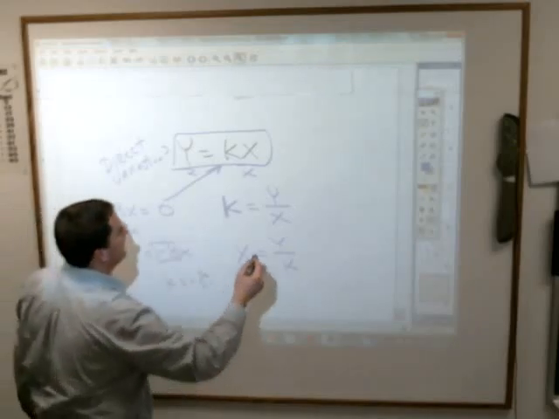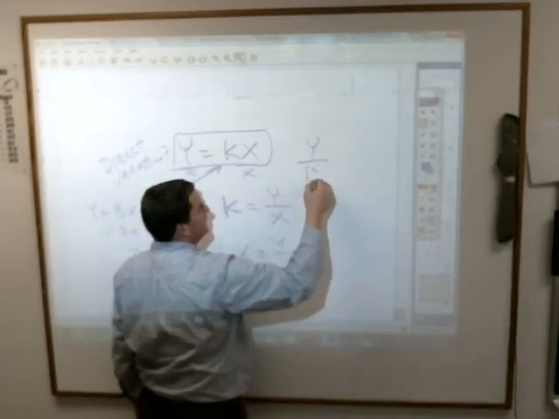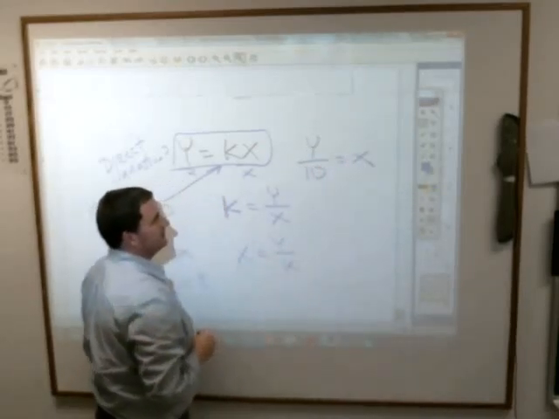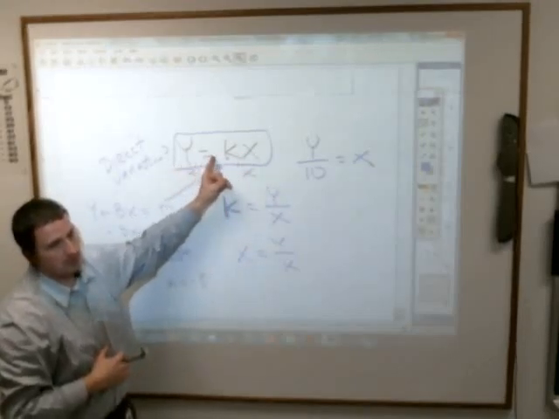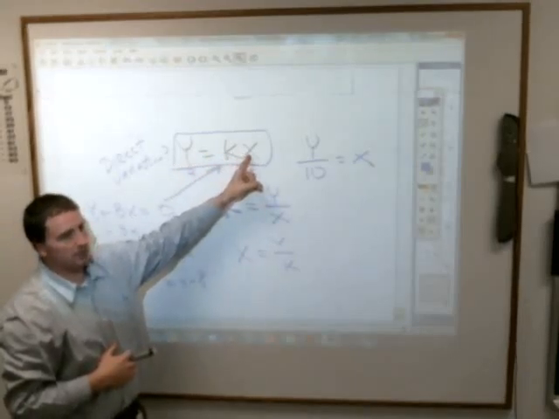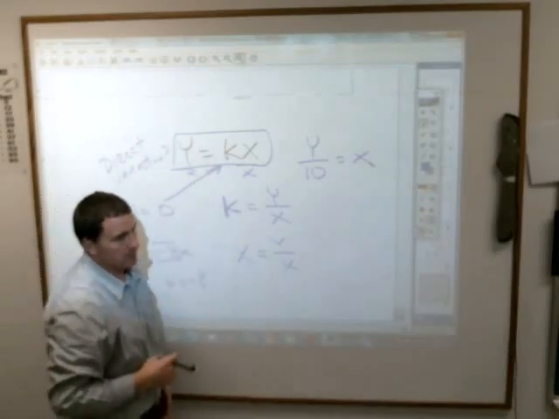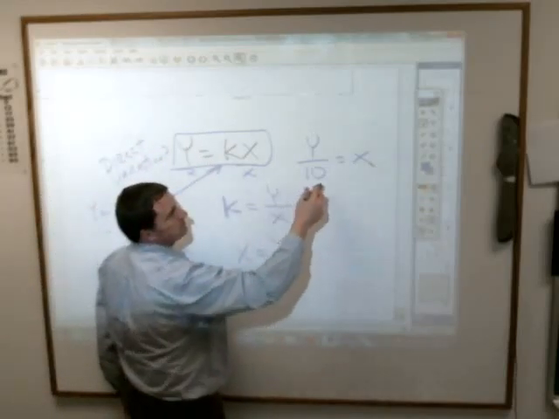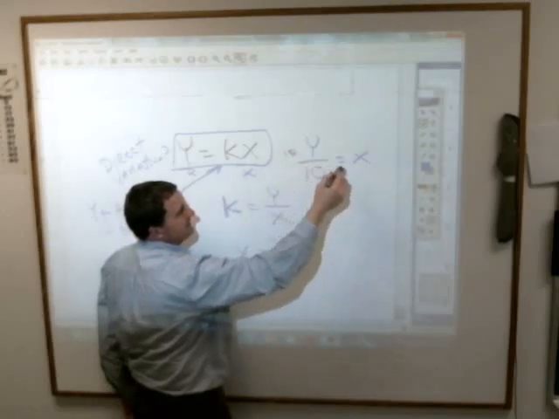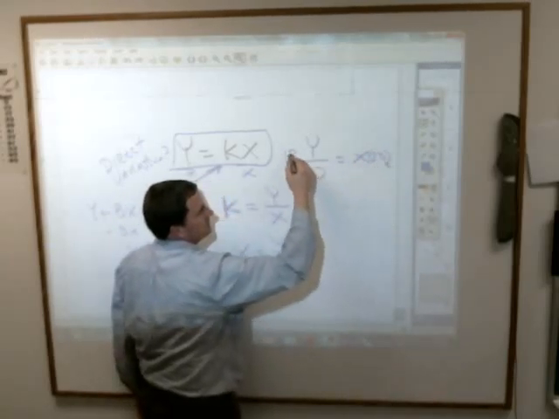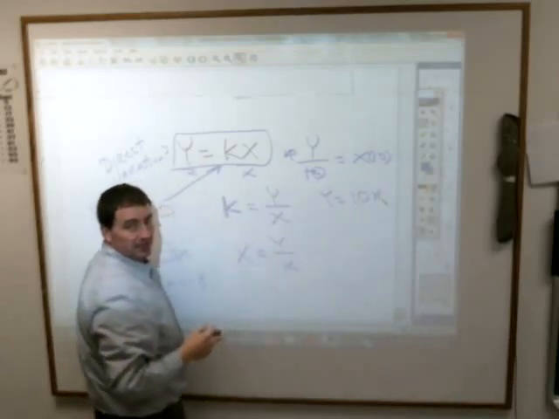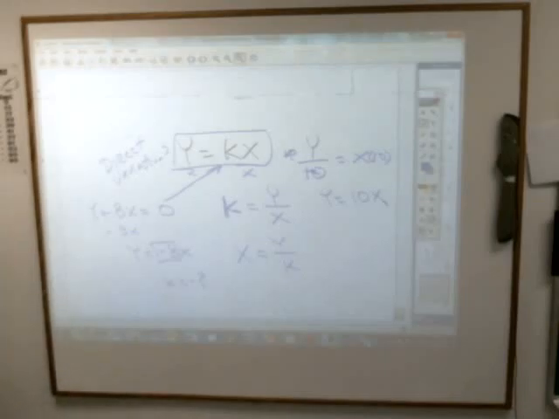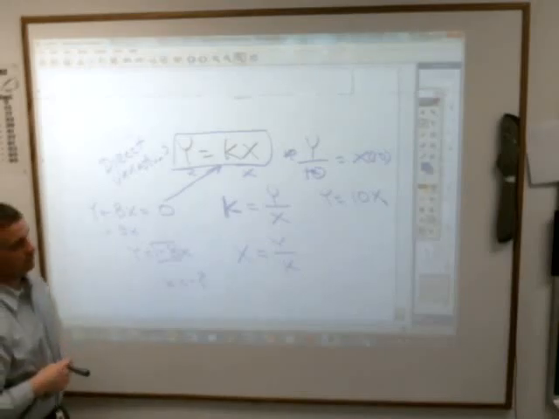What about this one? Y over 10 equals x. Is that an example of direct variation, yes or no? Can I get it to look like this, where y equals k times some number? By doing what, Emma? Multiplying both sides by 10. Because the 10s would cross off, you'd be left with y equals 10 times x. What is the constant of variation? Jack? 10, the number in front of the x.